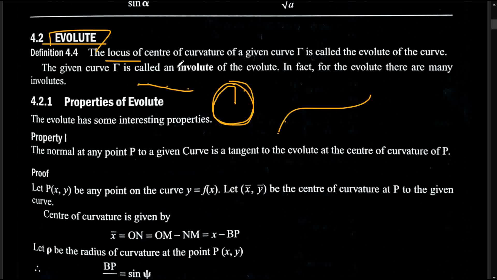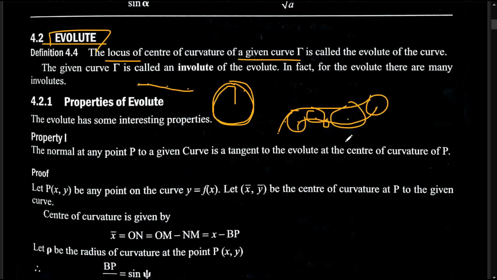The locus of the center of curvature of a given curve. We saw center of curvature in our previous videos, so we know what a center of curvature is. If this is a curve and this is a point, then we extend it and it forms a circle. The center of the circle is called the center of curvature. Like that, each point has its own circle, and each circle has its center. If we join them together, that's nothing but the evolute.